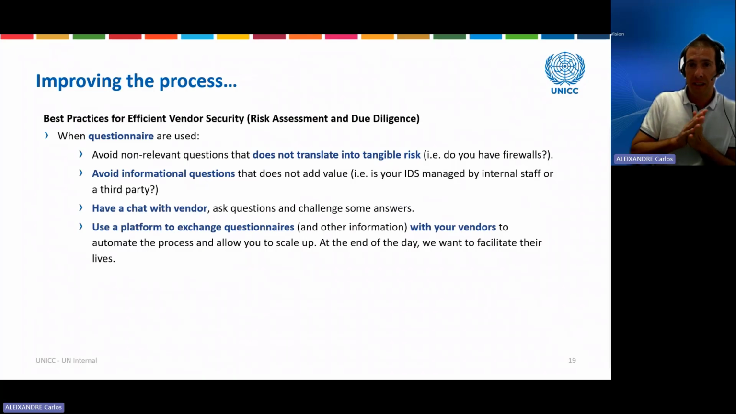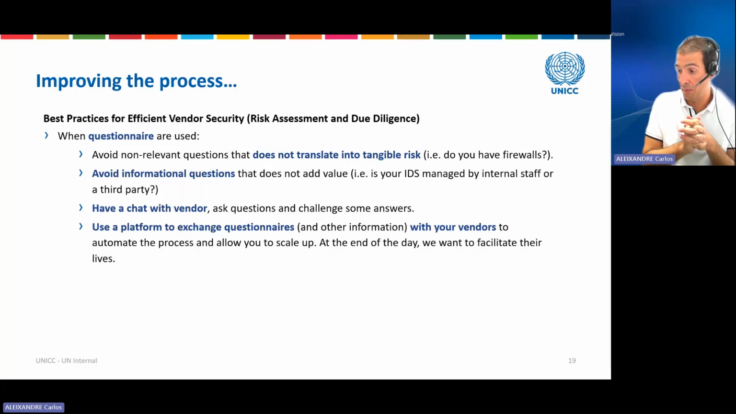Some more best practices on questionnaires is to avoid non-relevant questions that do not translate into tangible risk. Like, do you have firewalls? Nowadays, almost everyone has firewalls, but in order to assess the risk, what we need to understand is if the firewalls are properly managed, is access restricted, are ports closed, are firewall rules reviewed on a regular basis, right?